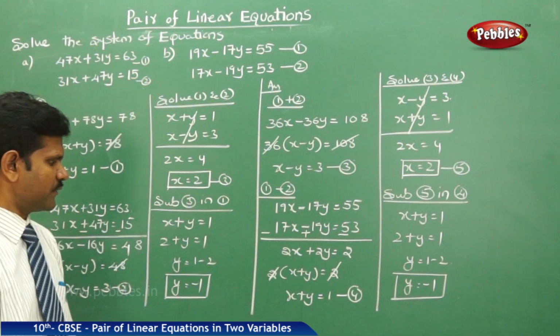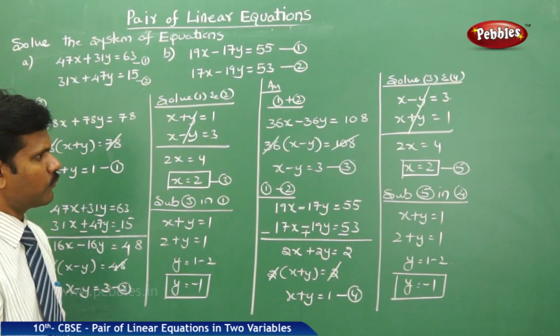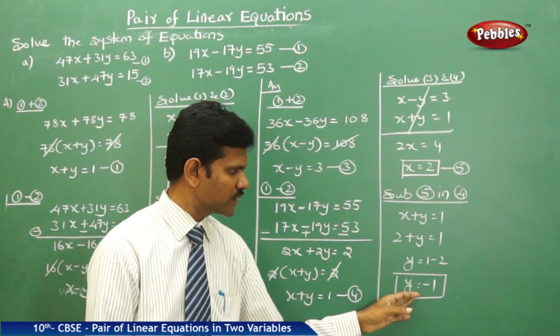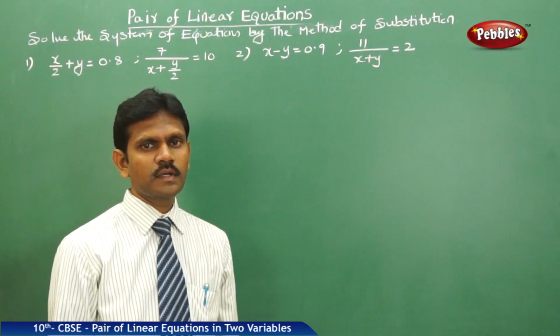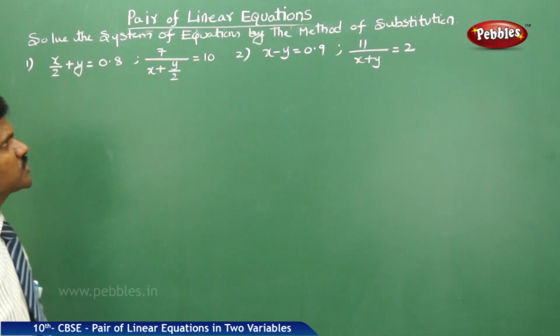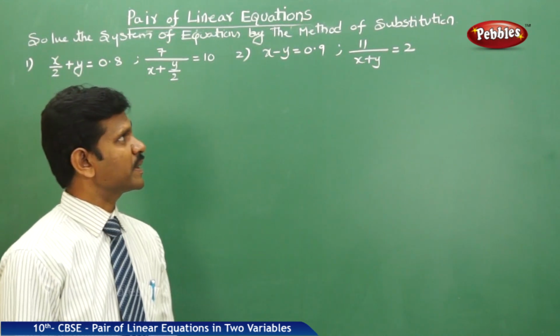Therefore, I am ready with the values of x and y. That is, the x value is 2 and the y value is minus 1. Okay, let us see the next example. Solve the system of equations by substitution.